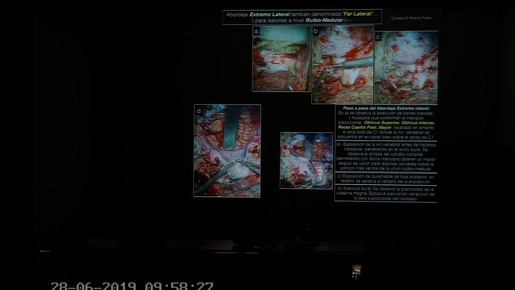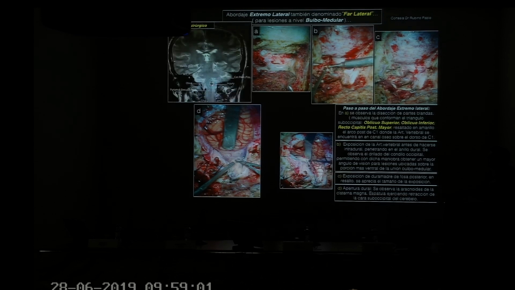Here, far lateral approach, step by step. I can stop on this slide because everyone knows this approach. I open the dura mater, and this picture will show you the cisterna in the back of the lower part of the cerebellum, and we can expose this area, medulla oblongata, the lower cranial nerves, 11. You can see the 11 here. I push the suboccipital face of the cerebellum.